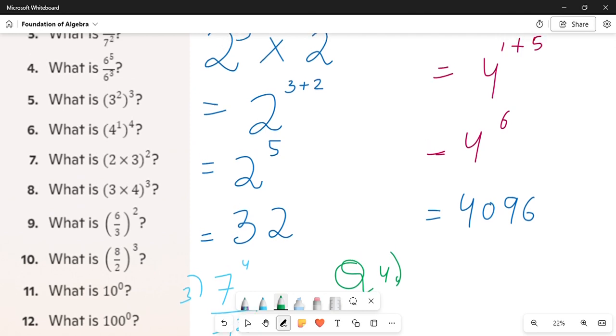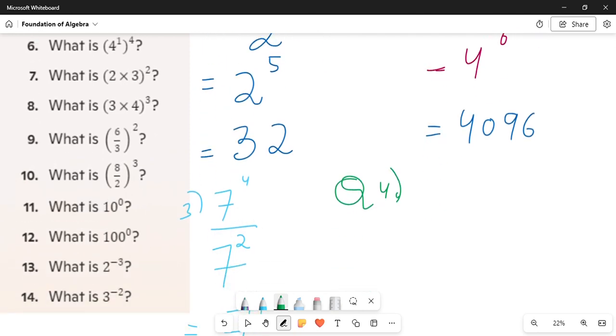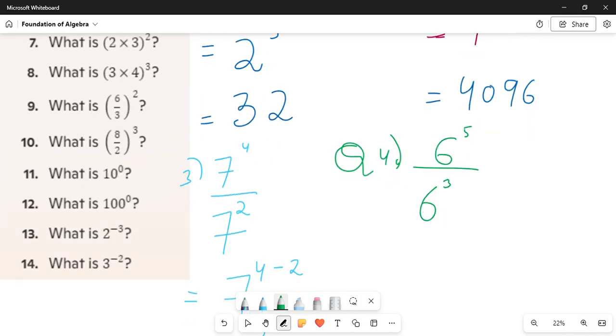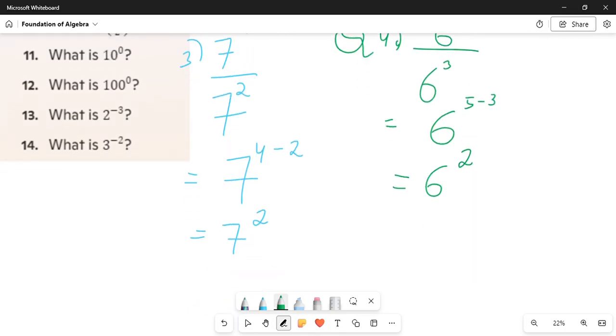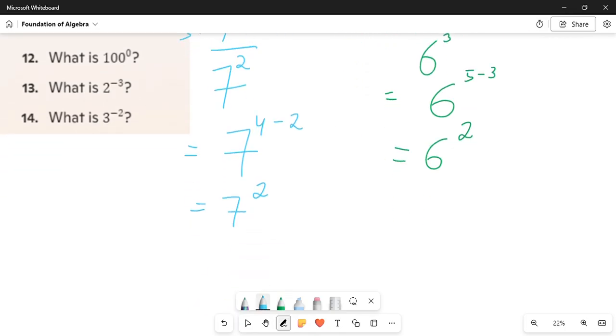Question number 4 is 6 to the power of 5 divided by 6 to the power of 3. Bases are the same, they're getting divided. Write the base once, subtract the exponents, which equals 6 to the power of 2. And let's just calculate them. This is 6 squared, which is 36.